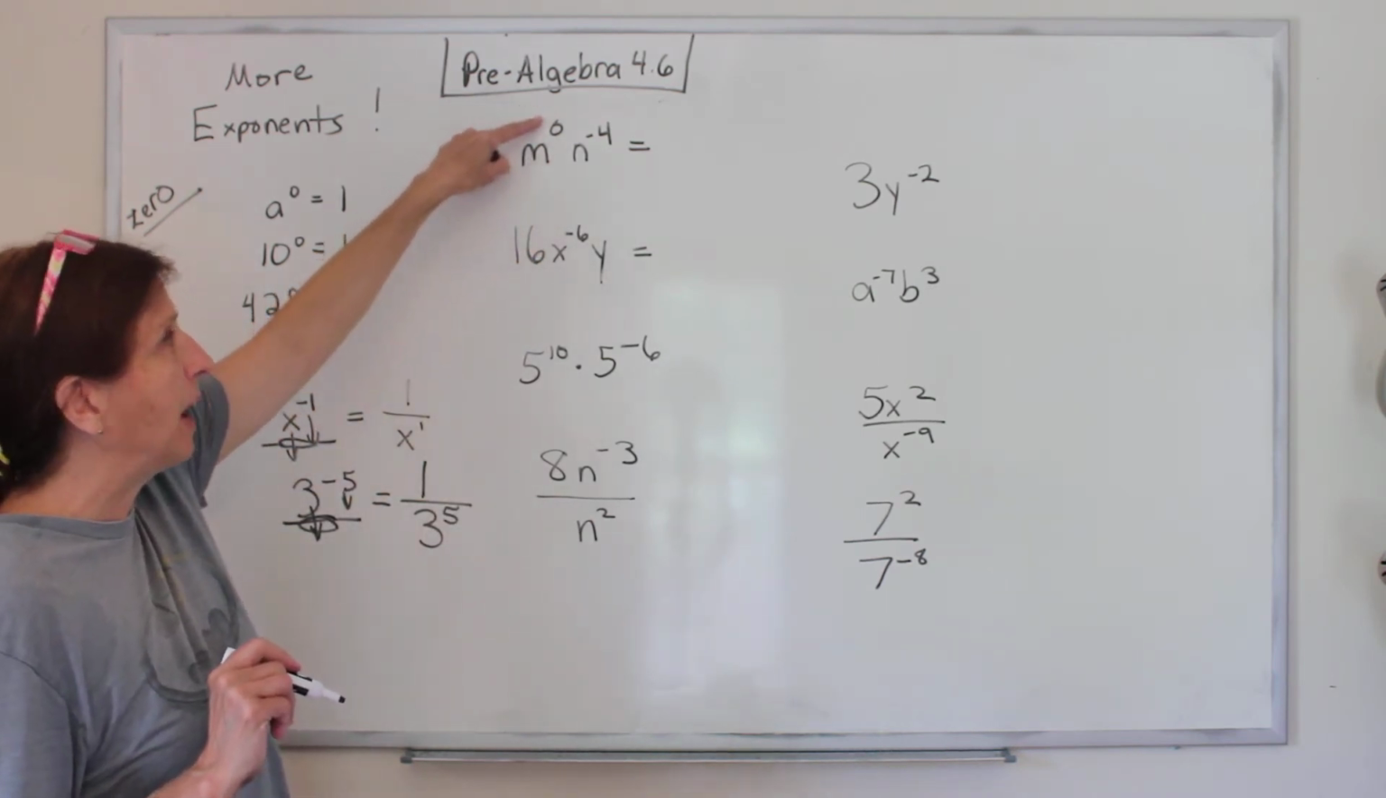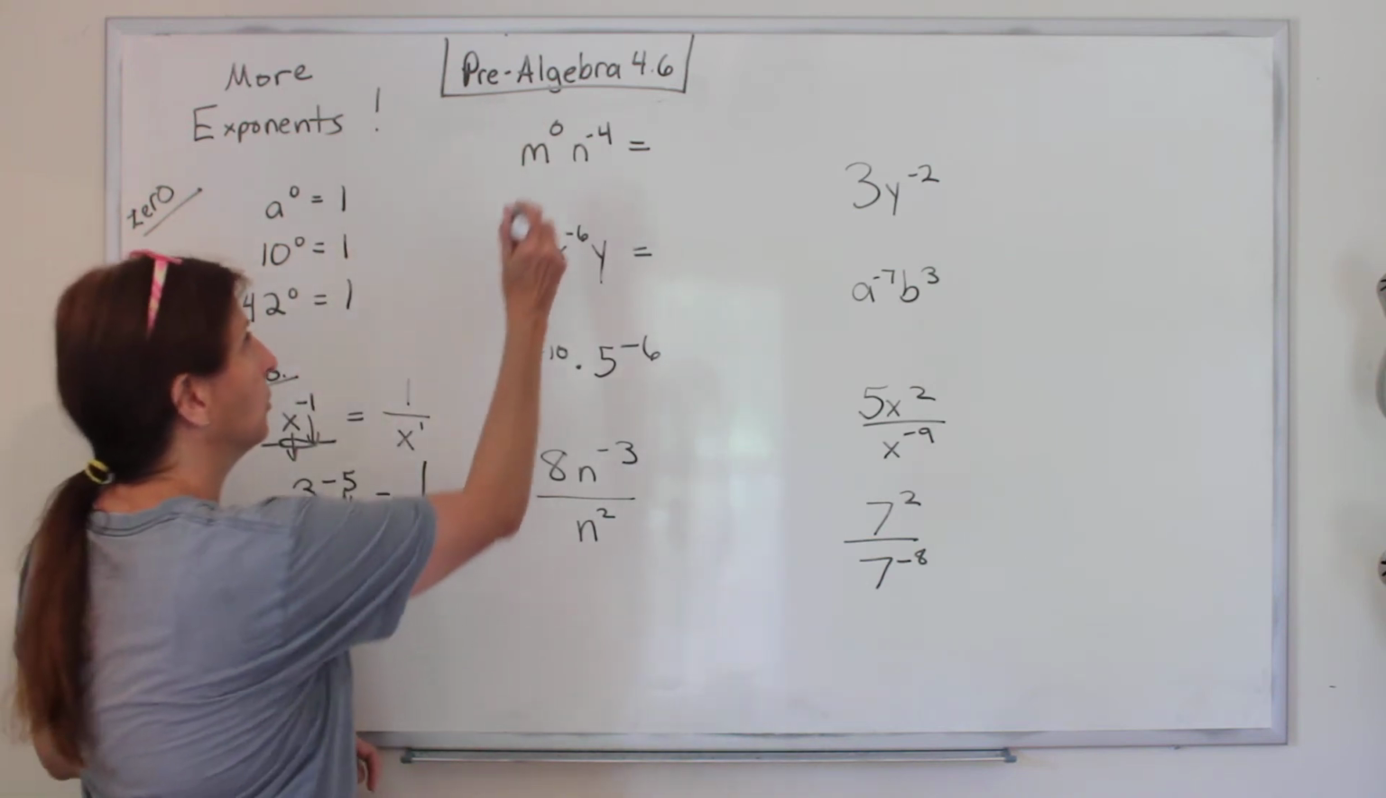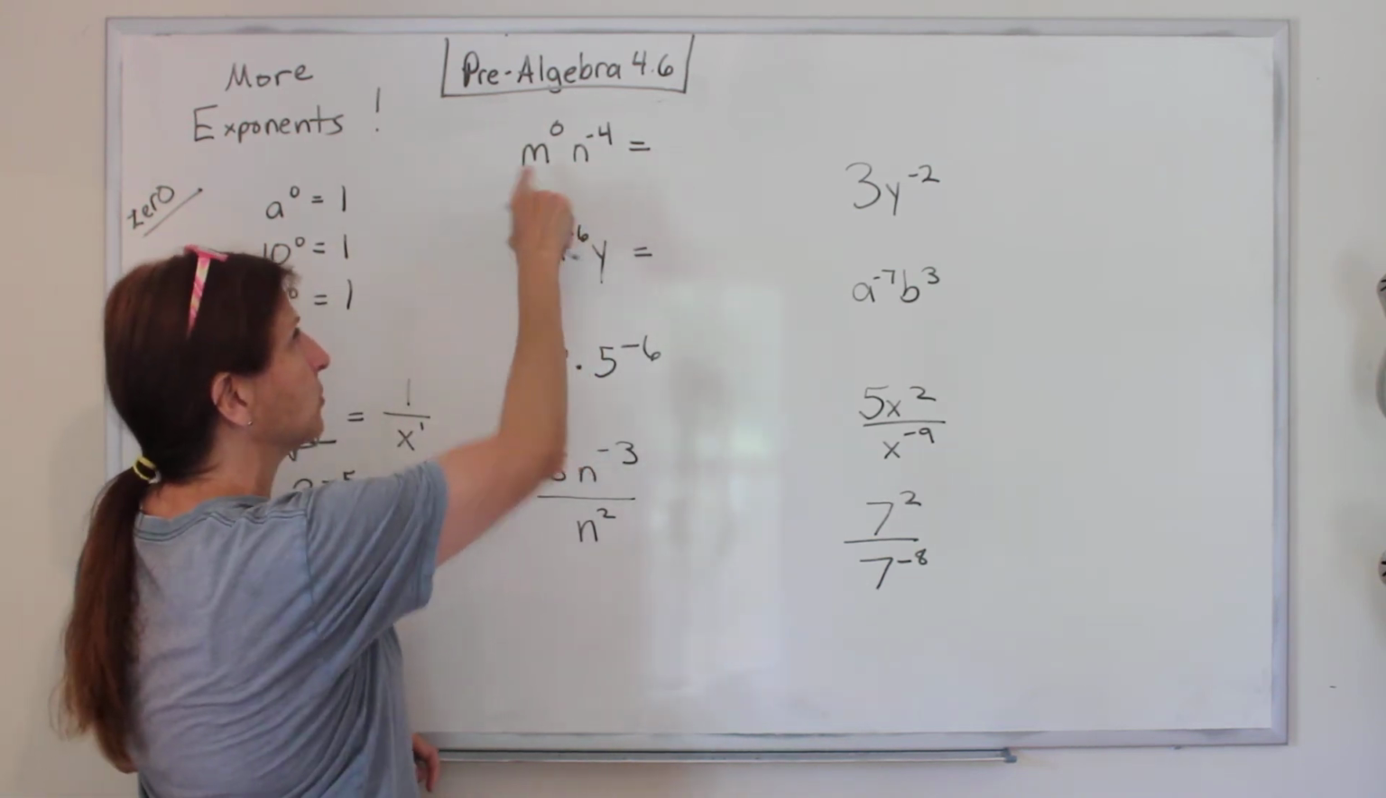M to the 0 power is 1. Okay, so we'll make that 1. We'll remember that's really a 1.